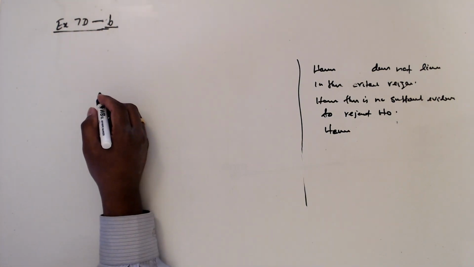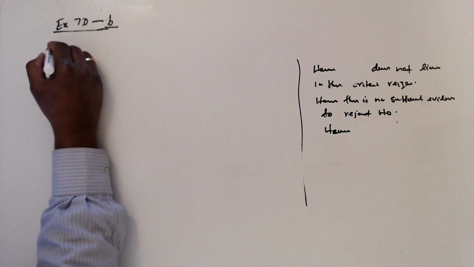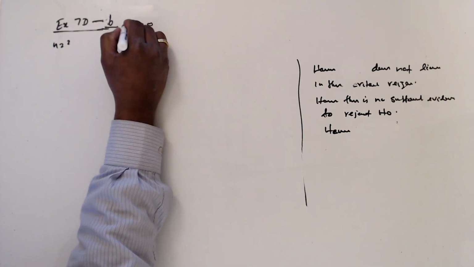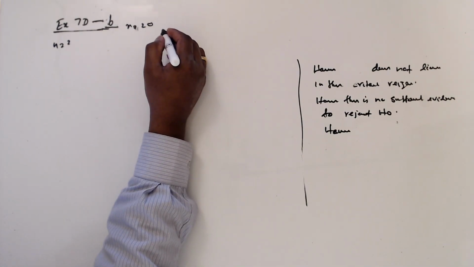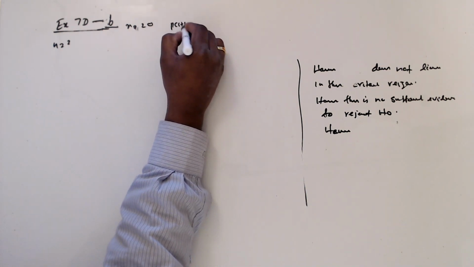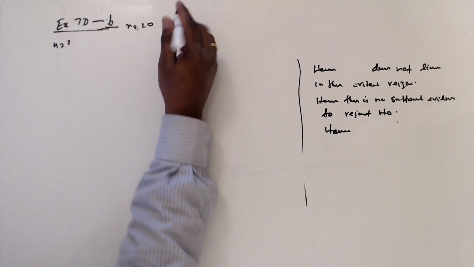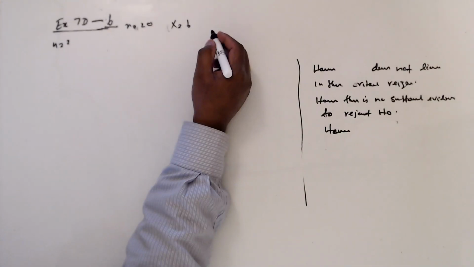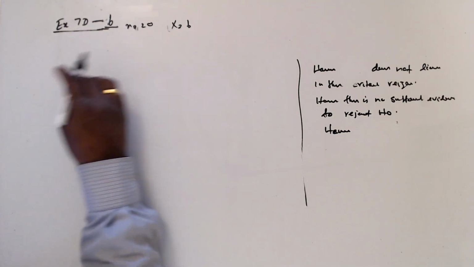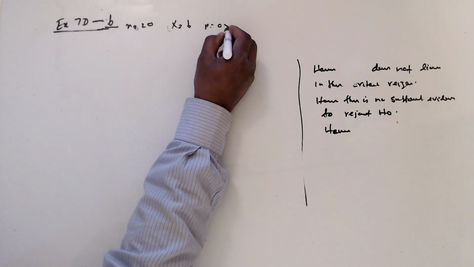Question number 6. A coin is tossed 20 times. So n equal 20, and it lands on head 6 times. So the observed value is 6. Use a two-tail test with the 5% significance level to determine whether there's sufficient evidence to conclude that the coin is biased. So basically, if it is unbiased, the probability has to be 0.5.